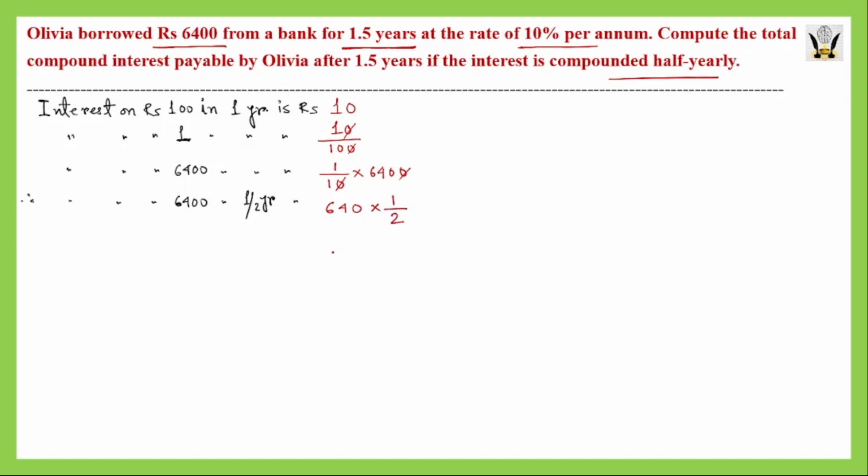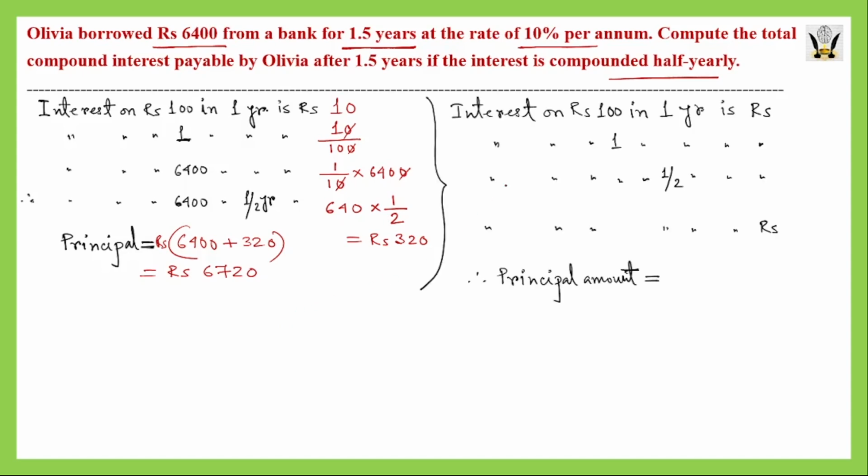So how much will be the amount? It will be then rupees 320. So this is the interest that Olivia needs to pay after 6 months. Now how much will be the principal amount then? Revised principal after 6 months. The initial principal amount was 6400, and then with that we will add the interest. So this will become rupees 6720.